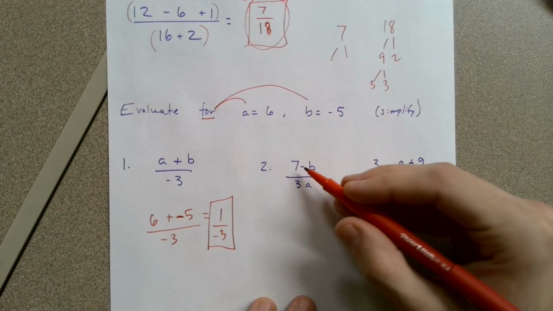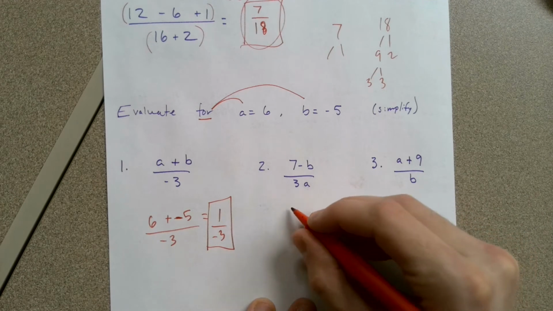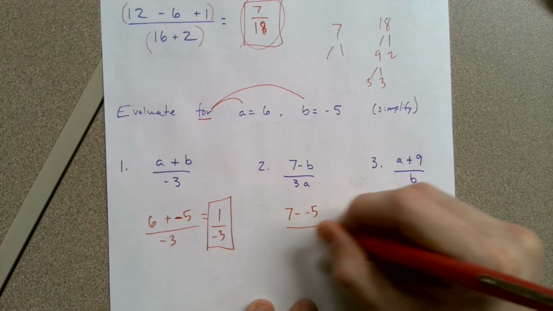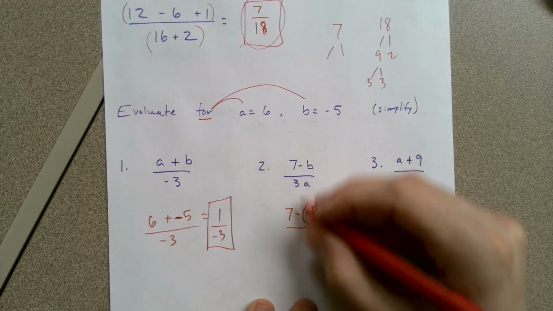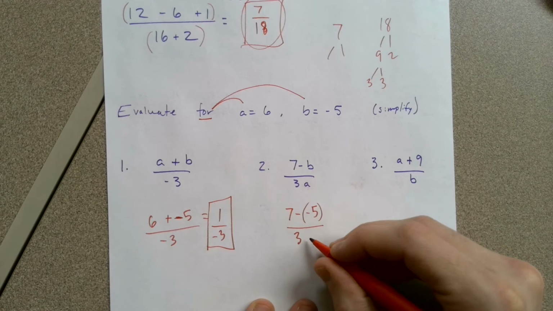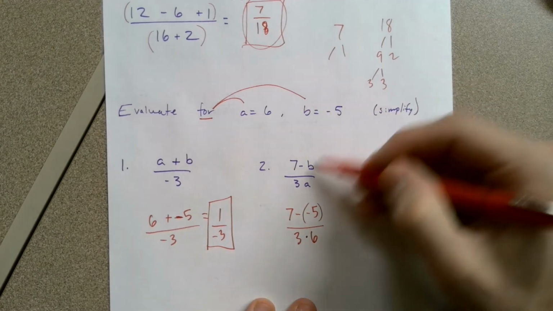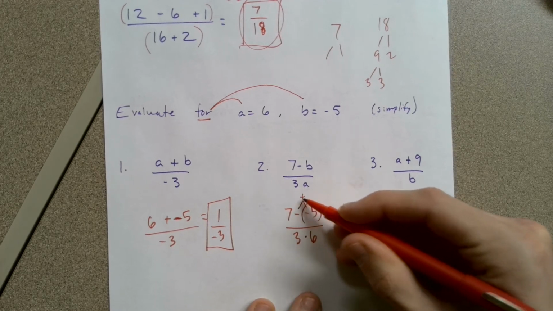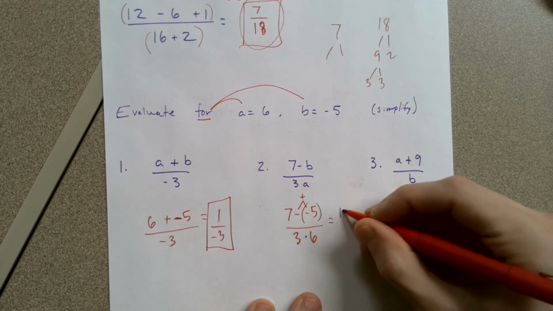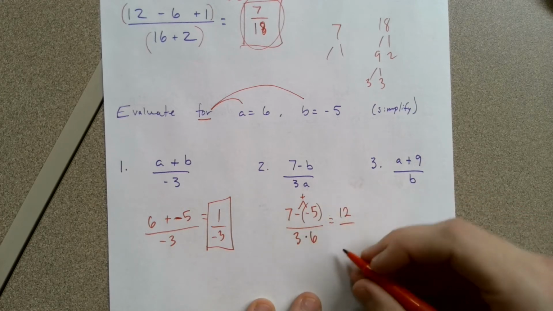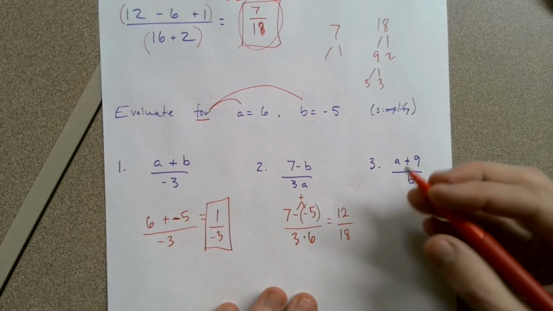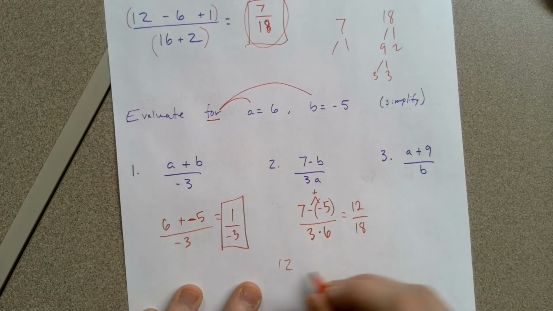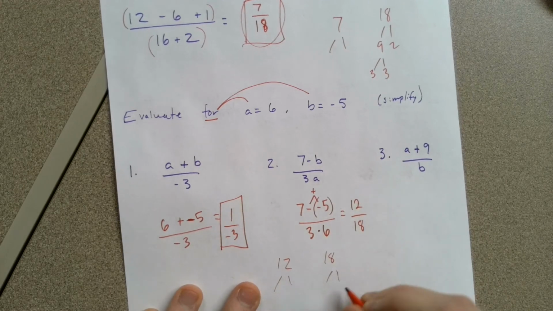Next one, let's do the same. We got 7 minus B over 3 times A. 7 minus B, I know, is negative 5, divided by 3 times A. I know A is 6. Let's plug them in. 7 minus negative, I know that really means plus, equals 12 over 3 times 6 is 18. Now we have to simplify. This is not its simplest form. Here's where we use our common divisors. Let's do it.